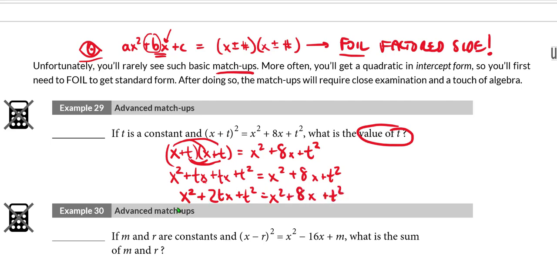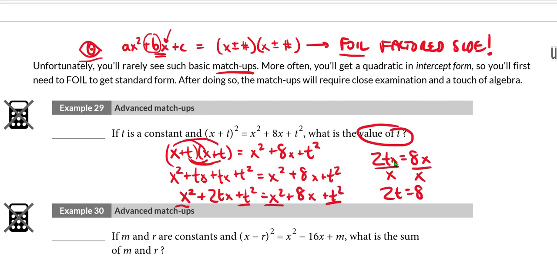So it should be pretty clear that I've got my x squared here matching up to my x squared here. I've got my t squared here matching up to my t squared here. Well, the final part of this matchup is to look at the bx term on the left and the bx term on the right, and set those 2 terms equal to each other. In other words, I could do 2tx equals 8x, divide through by x, and get 2t equals 8.